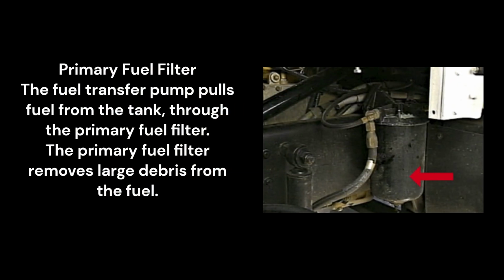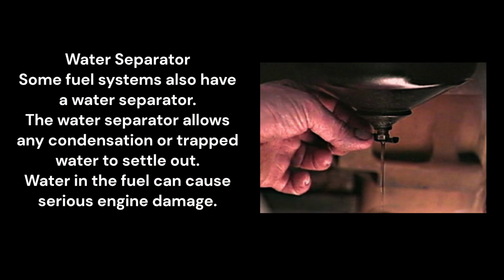Primary fuel filter. The fuel transfer pump pulls fuel from the tank through the primary fuel filter. The primary fuel filter removes large debris from the fuel. Water separator. Some fuel systems also have a water separator. The water separator allows any condensation or trapped water to settle out. Water in the fuel can cause serious engine damage.